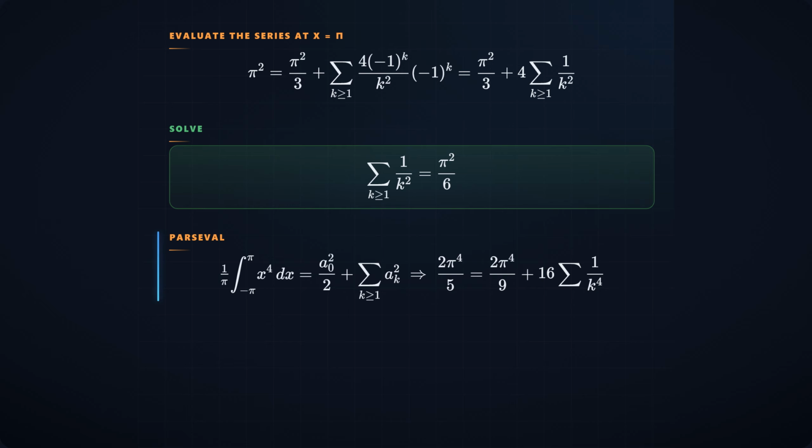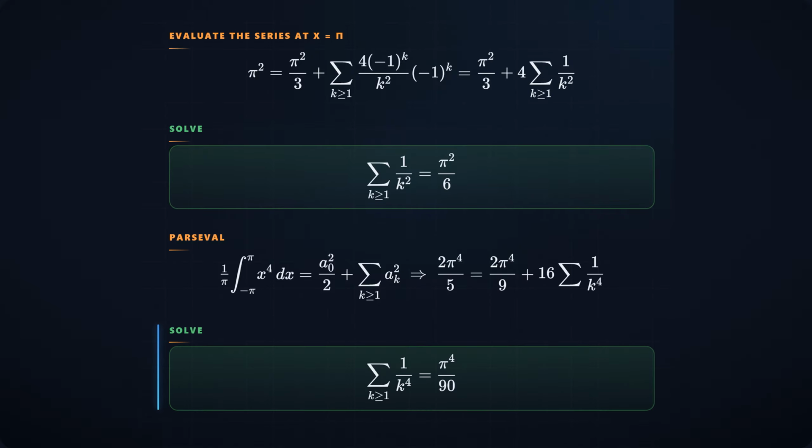over 5. The right side is a0 squared over 2. That's 2 pi to the fourth over 9, plus 16 times the sum of 1 over k to the fourth. Solve, and the sum of 1 over k to the fourth is pi to the fourth over 90. Two celebrated sums, both delivered by the geometry of a single parabola. This is the deepest reason the abstract theory is worth knowing, even if it isn't the everyday workhorse.